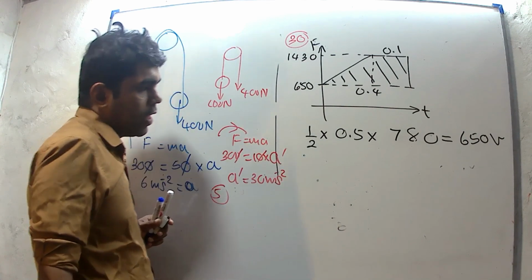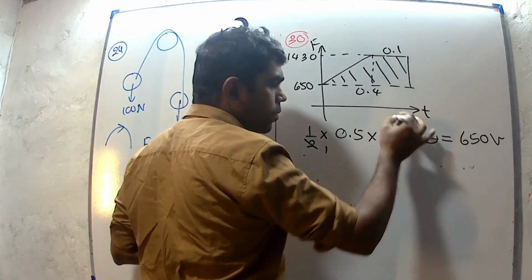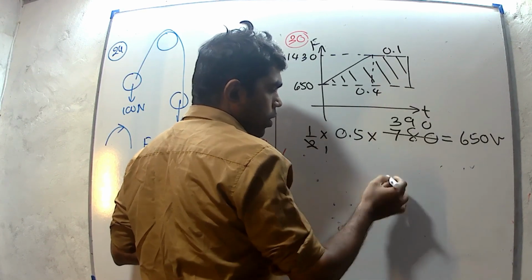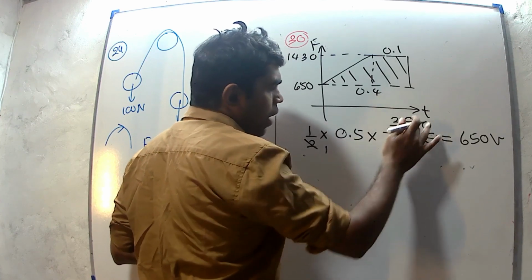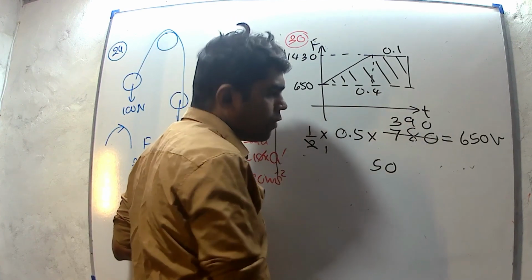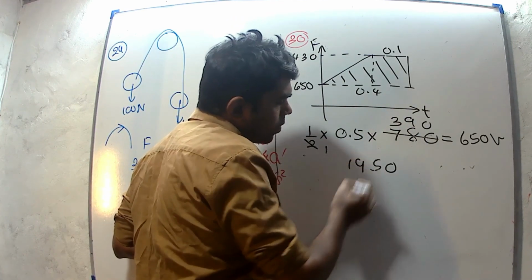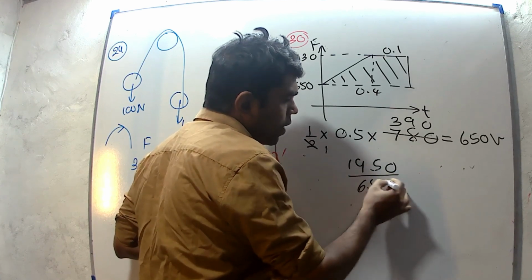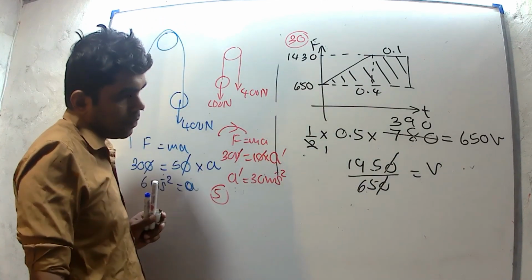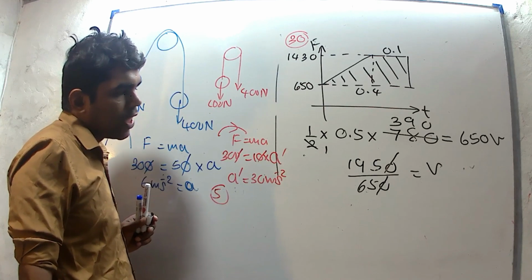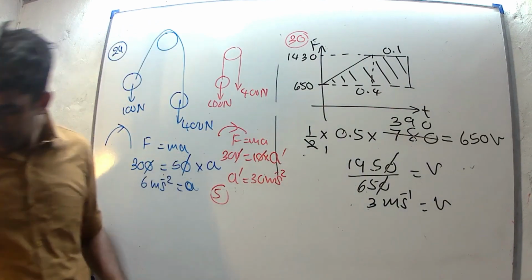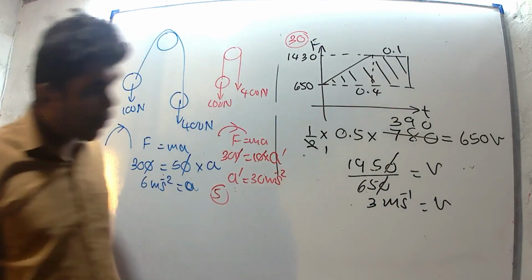Then I will simplify it. 2 divided by 2, 1. 3, 9, 0. 0.5 into 9, 45. 4 remaining. 5 into 3, 15 plus 4, 19. Divide by 650. Now we can get the answer as 3 meters per second. It is the final velocity. Then answer should be 4 for the question number 30.